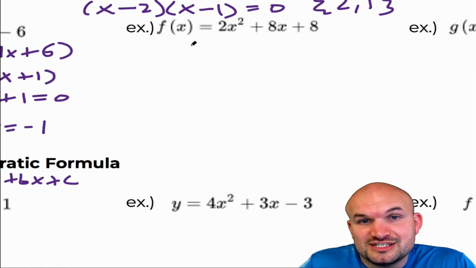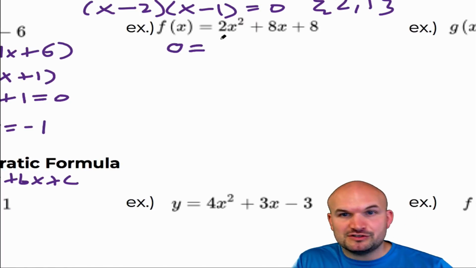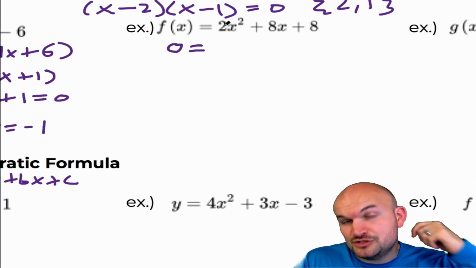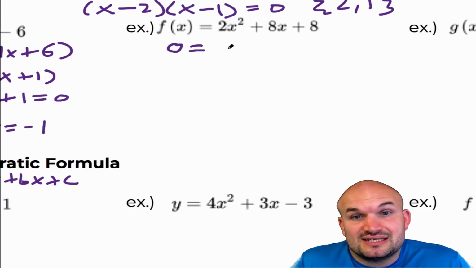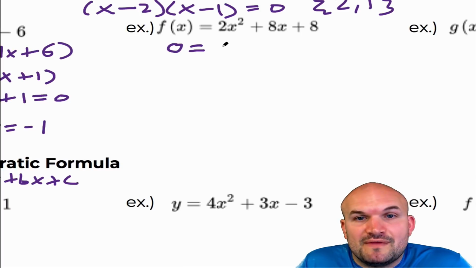So we really can just disregard this f of x and just set it equal to 0. Now the next one, we have a 2. And so 2 is my a. So again, the first thing I'm going to do is, can I factor out a 2? Can I factor out that a?